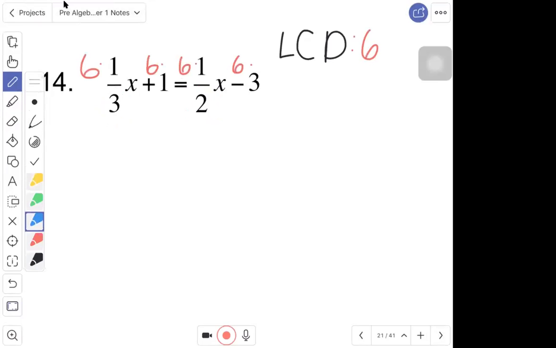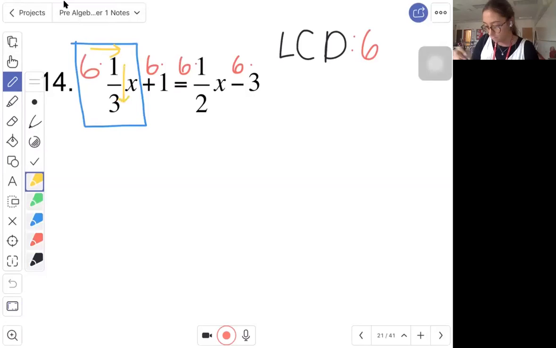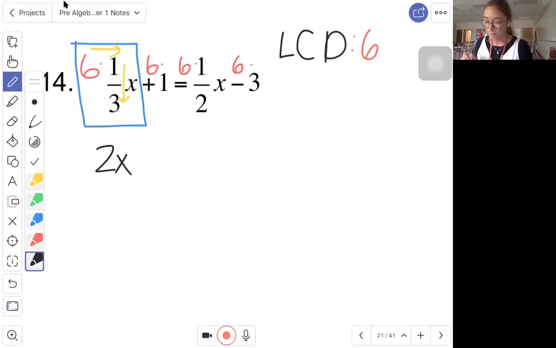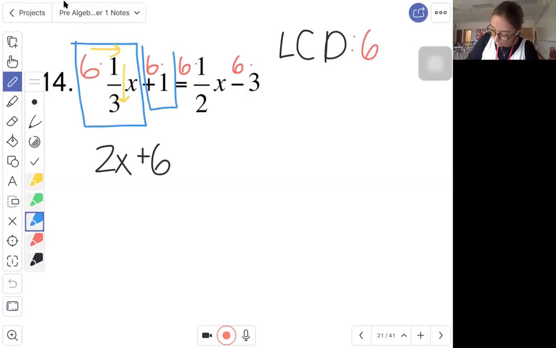So here, our first term, we have 6 multiplied by 1/3 x. So we have 6 times 1, which is 6. And now we're going to do 6 divided by 3, which is what? 2. 2, good. And we're going to bring our x, 2x. Next, we have 6 times 1. That will give us 6. Bring down our equal sign.